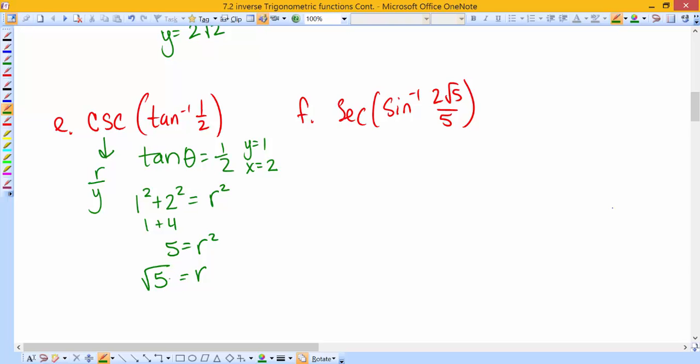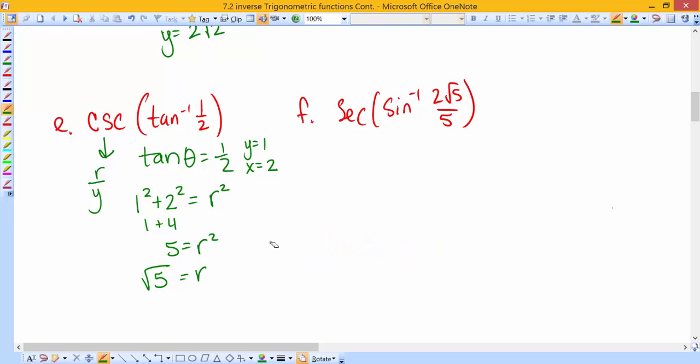Since tangent is positive and my radius is always positive, I don't have to worry about signs. Cosecant is r over y. My radius is √5. My y is 1, so I have just the square root of 5. Please don't overthink these. They're not as bad as they might seem. Again, you need to practice. You might need to watch this a couple of times as well. But also come ready with questions to be asked when you guys are struggling, please.